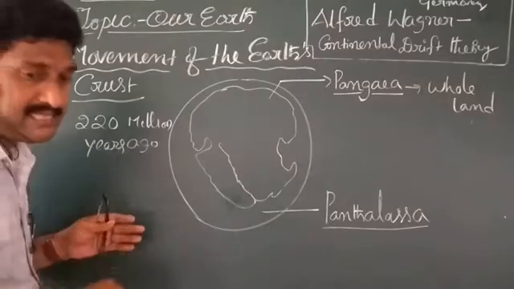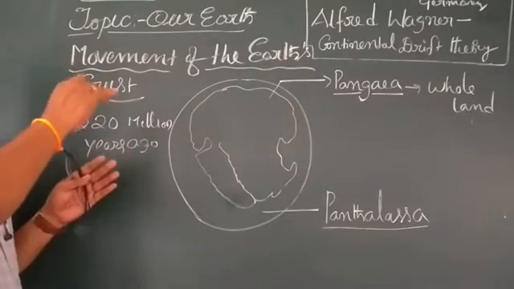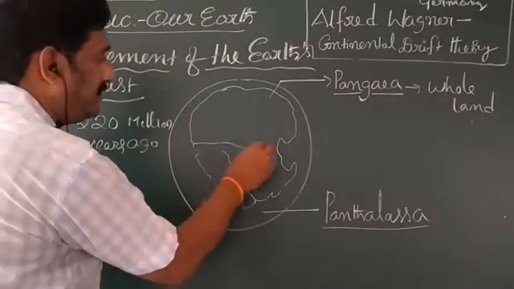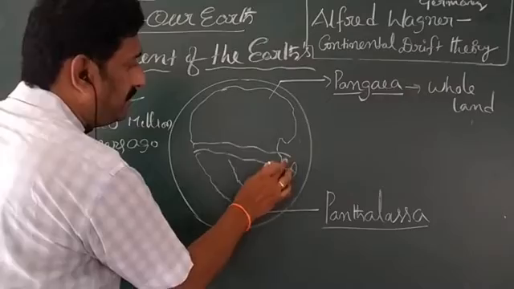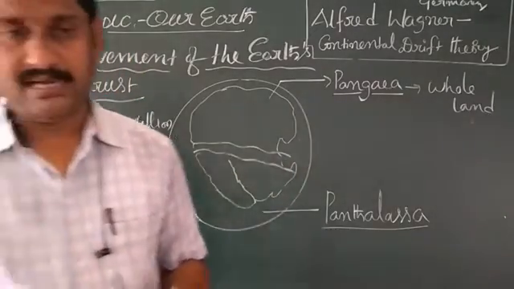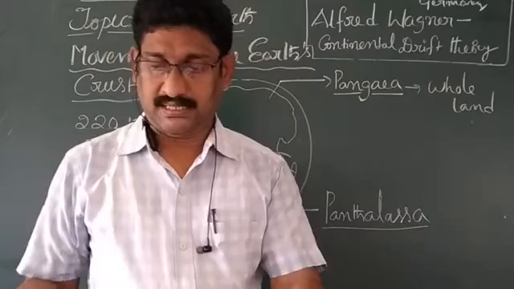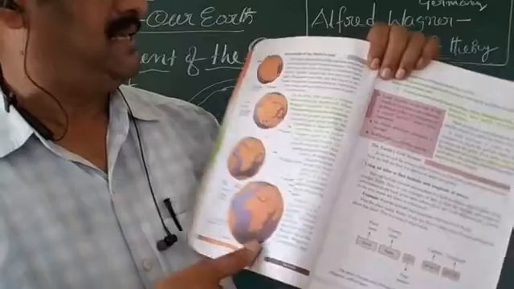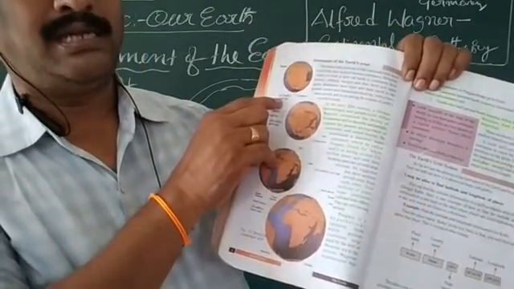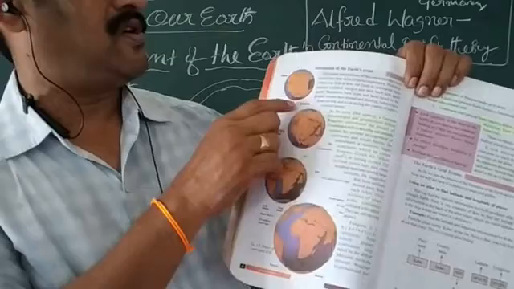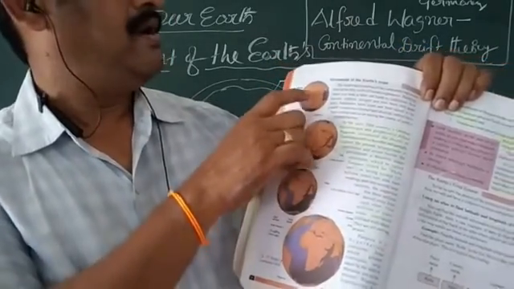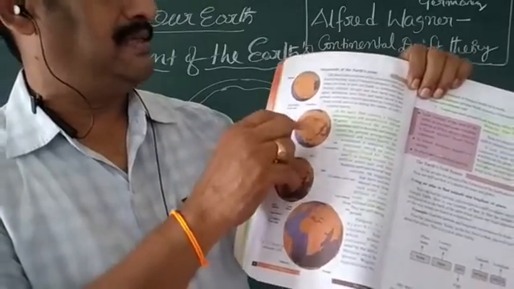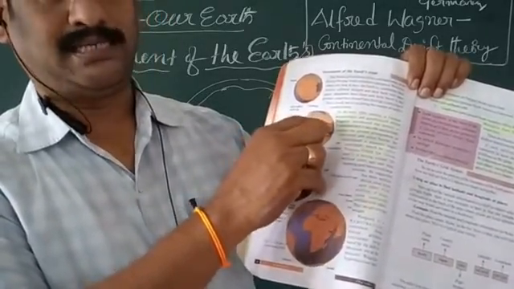So he suggested that these sections divided and moved away from each other. In your textbook, page number 6, one picture is given. Go through this picture once, you can understand how it is explained. 220 million years ago, the overall water bodies are called Panthalassa, and the whole land part is called Pangea. Gradually it split into two separate parts.